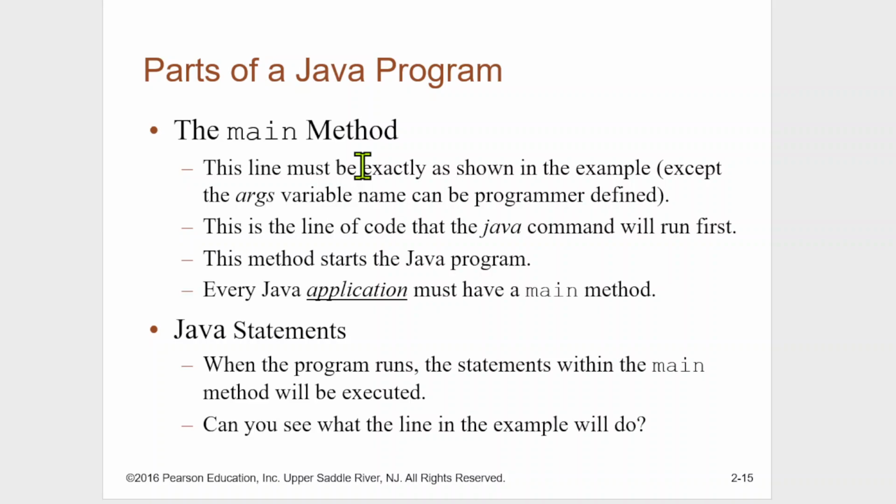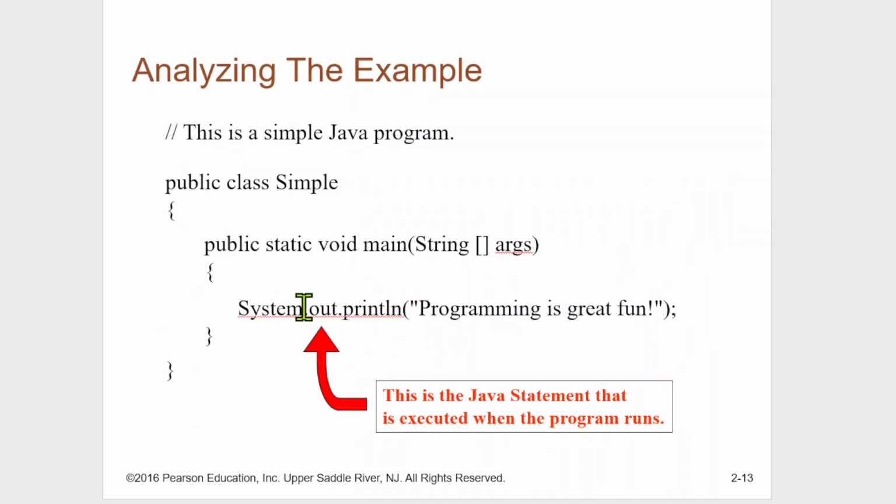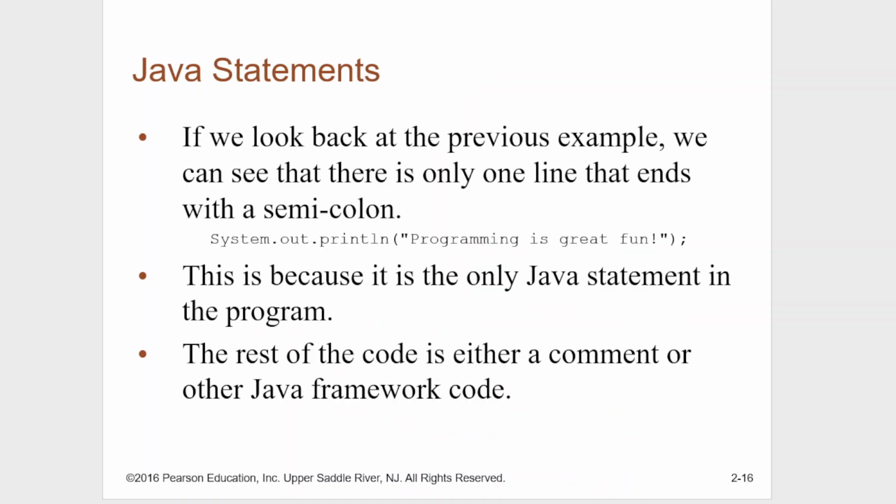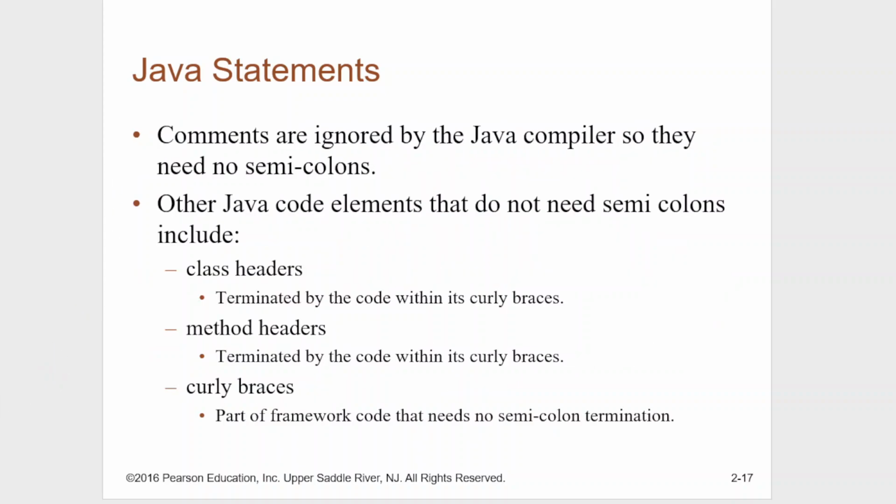Java statements: when the program runs, the statements within the main method will be executed. Can you see what the line in the example will do? System.out.println, programming is great fun. Well, we already saw the output. Okay, so Java statements, look back at the previous example. We can see there's only one line that ends with a semicolon. That's because it's the only Java statement of the program. The rest of the code is either comment or other Java framework code.